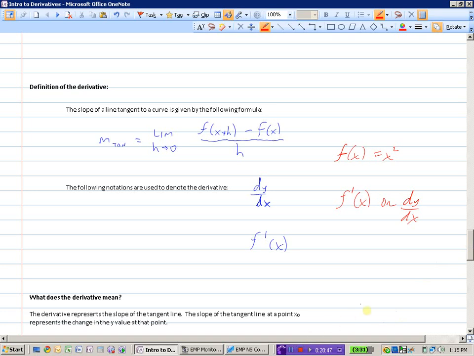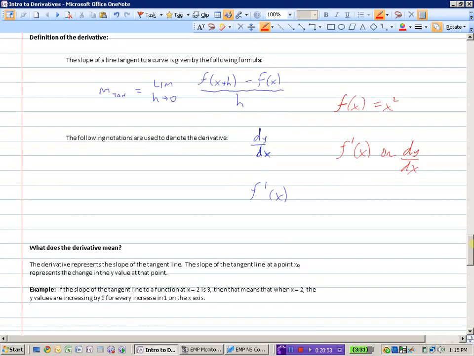So what does the derivative actually mean? Well, the derivative represents the slope of the tangent line. Well, we talked about that. So the slope of a tangent line at a point, let's say x naught, represents the change in the y value at that point. So it tells us how fast y is changing with respect to x.